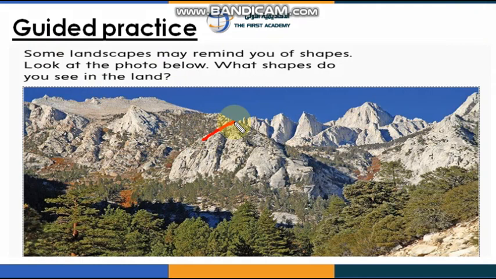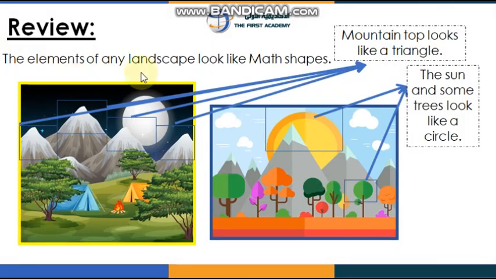See, it looks like a triangle, right everyone? And also over here, the top of the mountain looks like a triangle. And also here, the trees, as you can see. The elements of any landscapes look like math shapes. So mountain top looks like a triangle, the sun and some trees look like a circle.